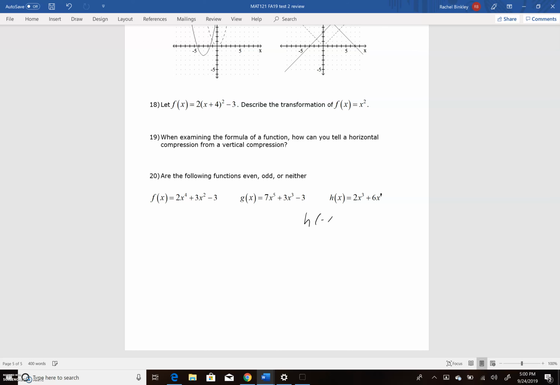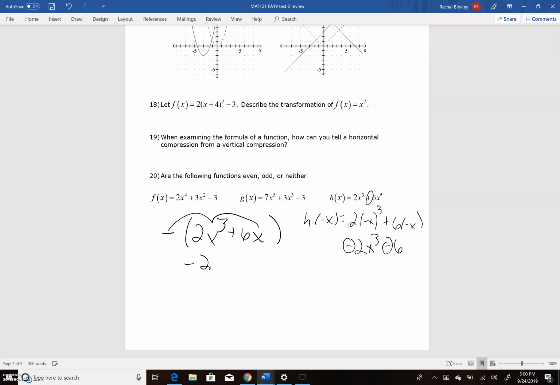If we put in h of negative x, we're going to get 2 times negative x cubed plus 6 times negative x. Well, this just becomes negative 6x. So it was positive, it becomes negative. This becomes negative 2x cubed, was positive, becomes negative. Look over here. If I had taken the whole original output, which was 2x cubed plus 6x, and I had distributed a negative, I would get negative 2x cubed minus 6x, right?